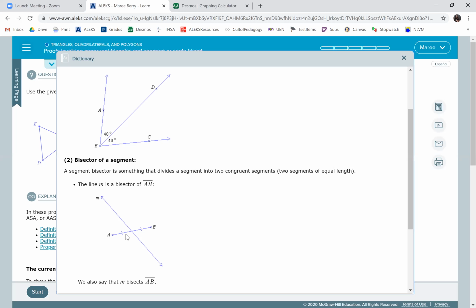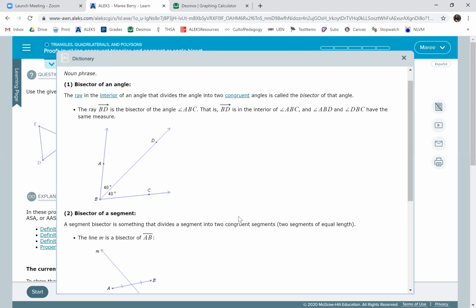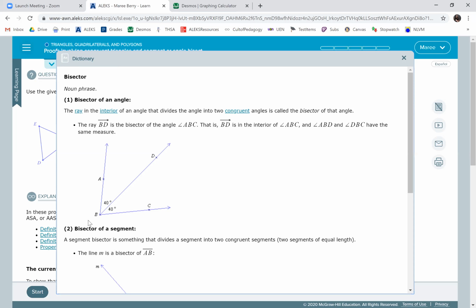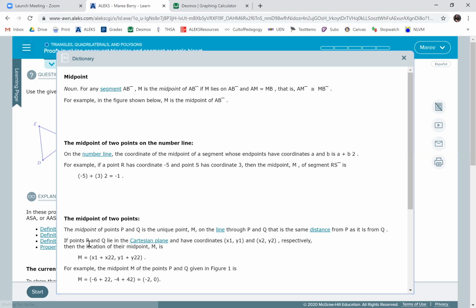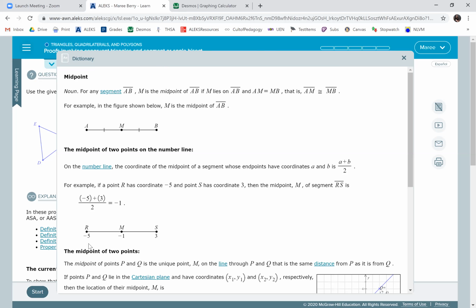That just means that the distance from A to the line is equal to the distance from B to the same line. And then an angle bisector just talks about how it's going to divide an angle exactly in half. So bisector just means in half. Midpoint means it's right in the middle of a segment. And the midpoint between 2 points is the average of those 2 points. So you can add them and divide by 2.